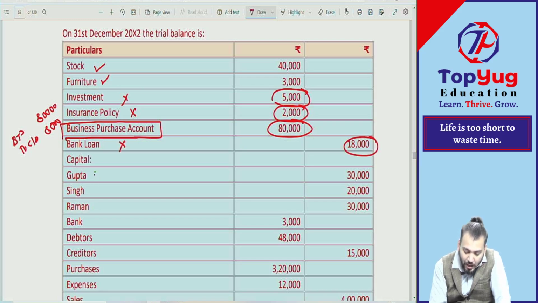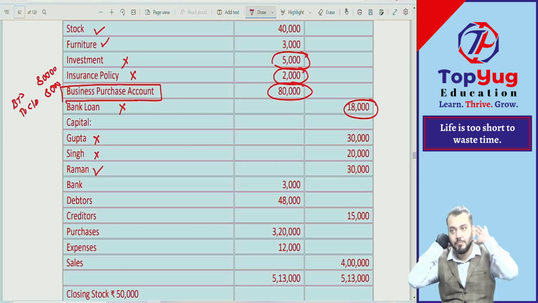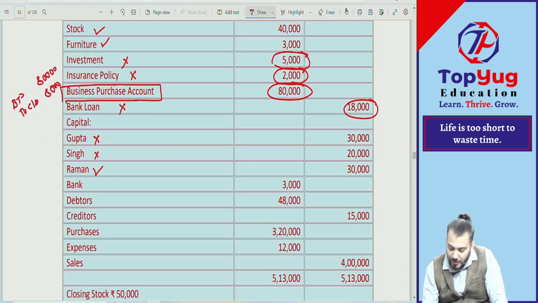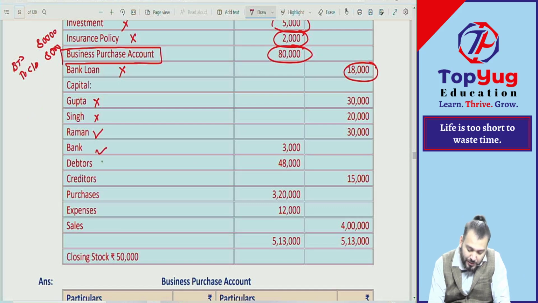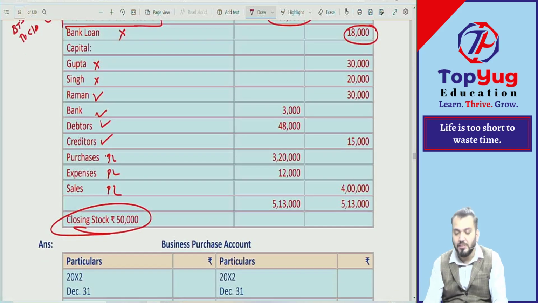Capital of Gupta, Singh and Raman. So Gupta will not come, Singh will not come, Raman will come. Yes or no? Gupta is removed. Singh is also removed now. It has been taken by Raman. So Raman will come. Correct now. Then bank okay, debtor okay, creditor okay, purchase means P&L item, expense means P&L item, sales means P&L item, closing stock we know. Correct. This is the information given.